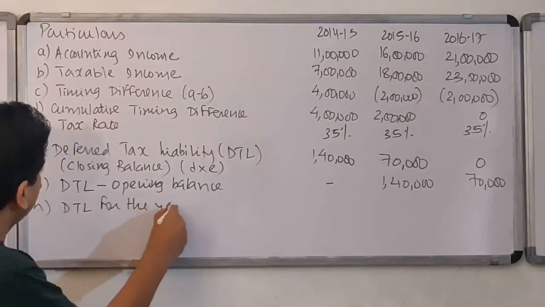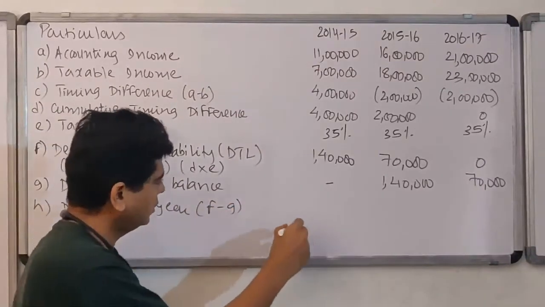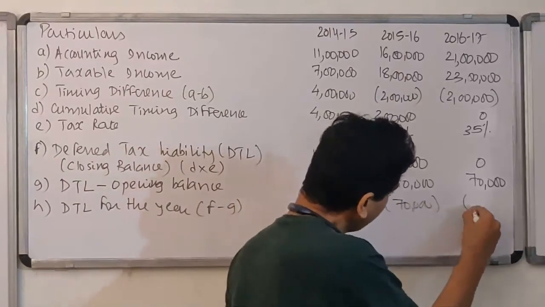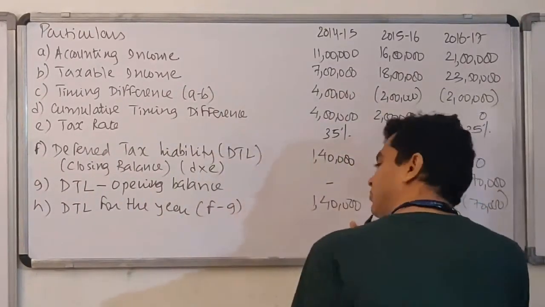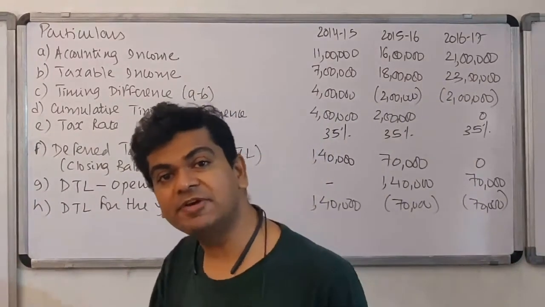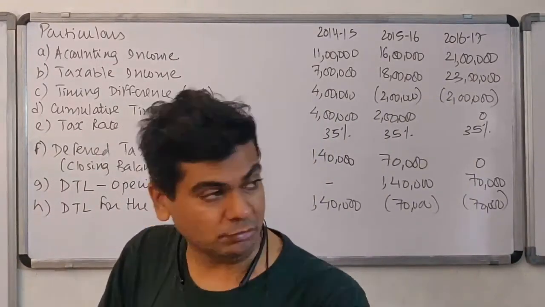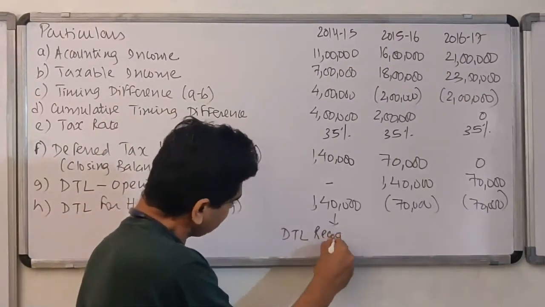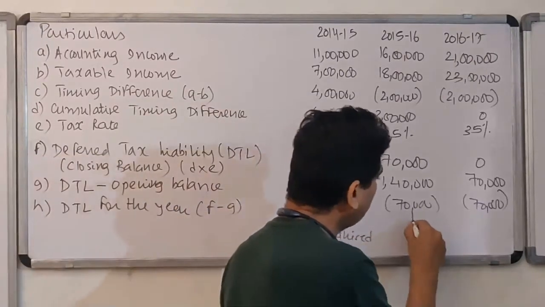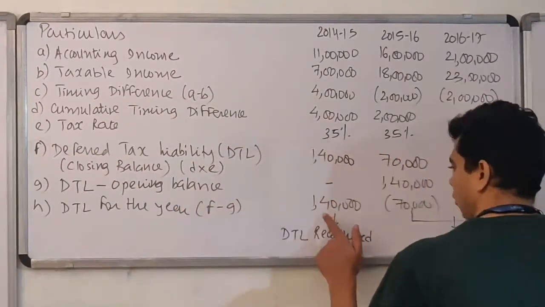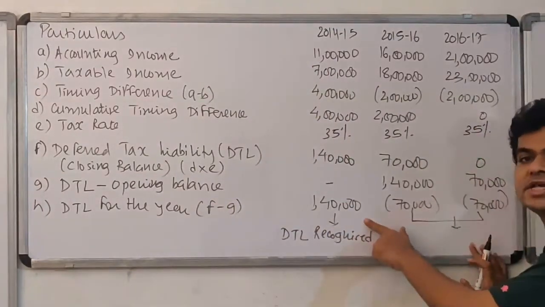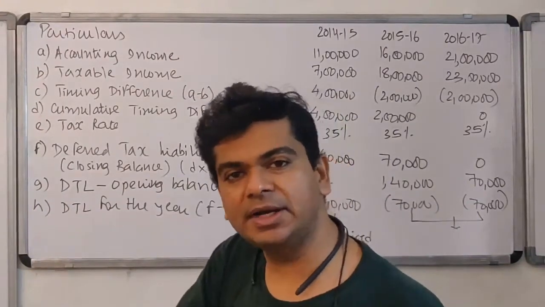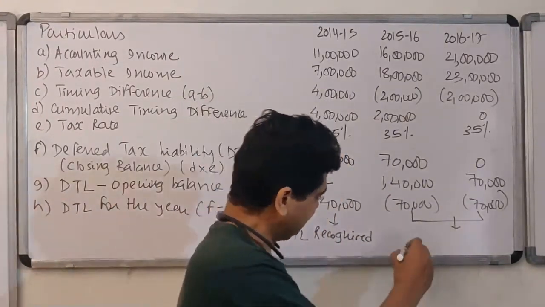DTL for the year. In the first year, we are saying that we will end up paying 1,40,000 rupees of tax in the subsequent 2 years. So this is DTL recognized. And whatever DTL that I am recognizing, what I am saying in the first year is that in the next 2 years I will have to pay 1,40,000 rupees of tax extra. And as you pay that extra tax, reverse it. So reverse the DTL.